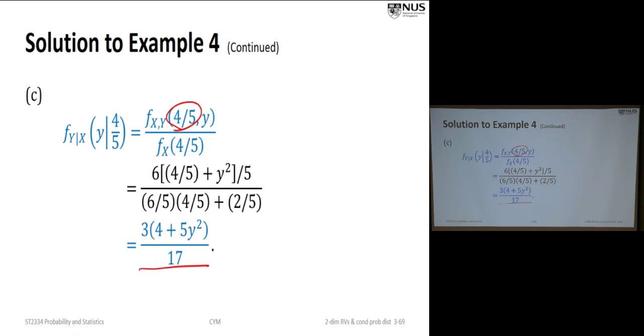Now since we are given that the random variable takes the value 0.8, if x equals 0.8, how does y behave? That's what we will try to look at. All right, so we substitute x equal to 0.8 into the conditional distribution.